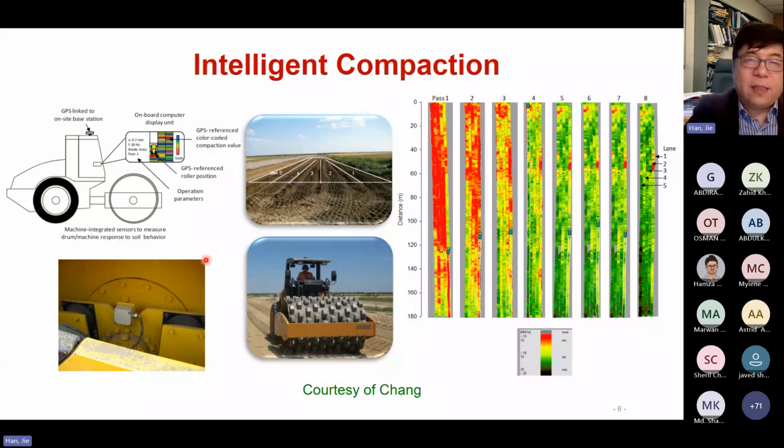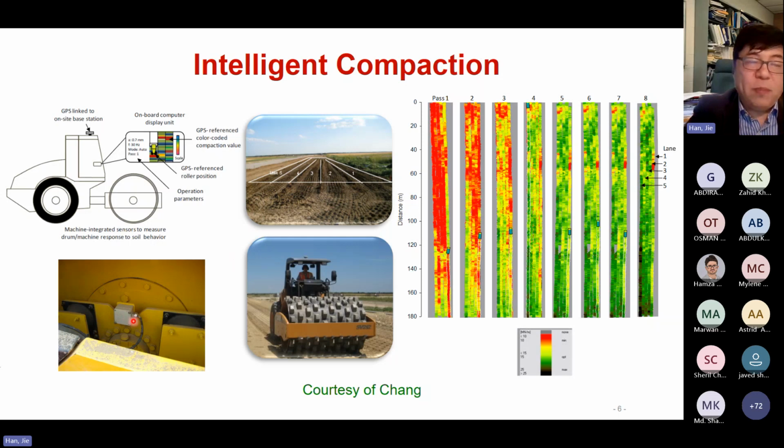But that technology is not very good, because you really don't know how the soil has been compacted, and your density test at very few points may not be representative of the whole site, because the soil is not uniform. Some places may compact pretty well, some places may not compact very well. But now we have technology and install the sensor.